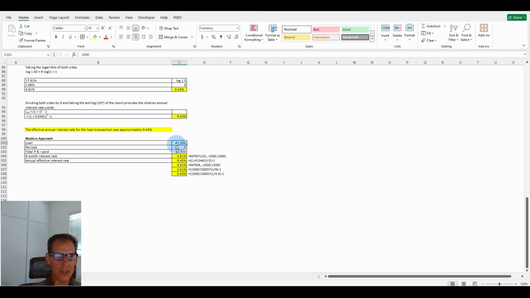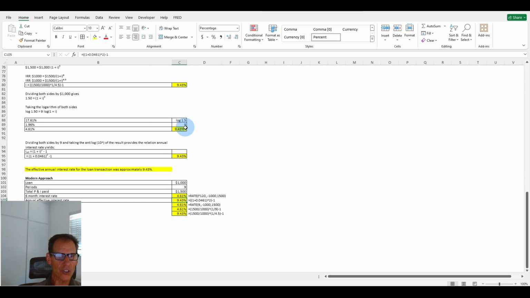Okay, we have a loan of 1,000. We have periods 9. We have total principal and interest of 1,500. This is given. So the 6-month interest rate is 461. So we can take the rate function, C102, which is the number of periods. We have $1,000 and 1,500. It's going to give us 461. We want the annual effective rate: 1 plus 0.46 to the second minus 1. Isn't that a hell of a lot easier than going through this log?